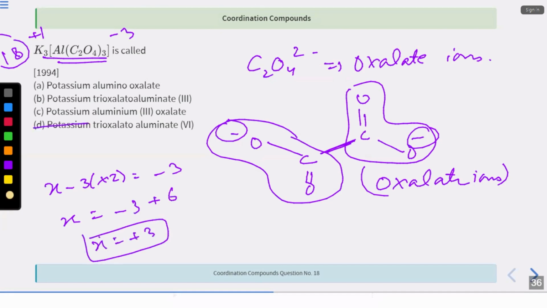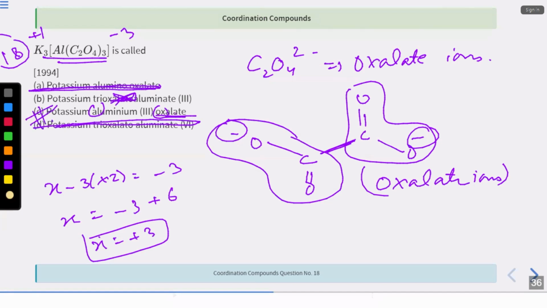So of course this is wrong. This is also wrong because we have not written oxidation state here. So one among these will be correct. And here we will see, it is not oxalato, it is oxalate. So oxalato is not the naming, oxalate is the right naming, and of course aluminium A will come before O. So option number C is the right option.